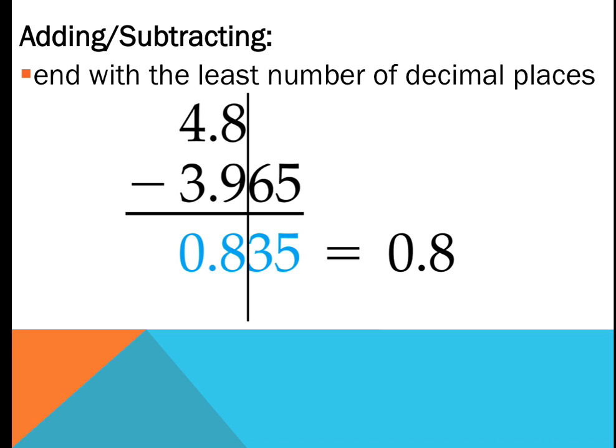Alright, so here is another example with addition and subtraction, and in this case we're subtracting. Our first value only has 1 decimal place, and then our second value has 3 decimal places. So we need to do our subtraction like we normally do, and we get 0.835. Because we only should have 1 decimal place in our answer, we need to round that to 0.8. So once again, we end with the least number of decimal places.